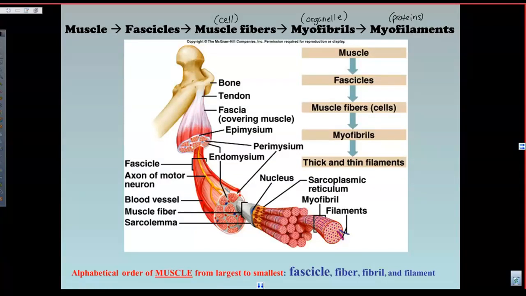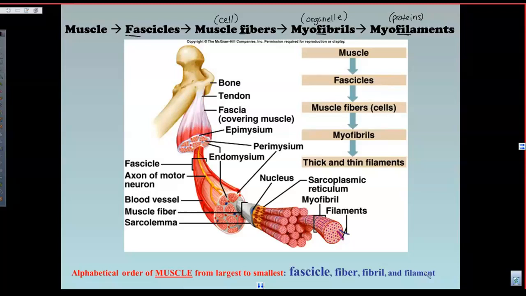Anyway, I found this little thing and I thought this was cool. It's to help you remember which one's in order. Can you see there's a bunch of F words? Myo just means muscle. So myofibril just means a fiber of muscle. If you put the F words in alphabetical order, it goes fascicle, fiber, fibrils, filaments. You can see it down here. So that helps you learn larger. You just have to know the muscle itself is the largest group.